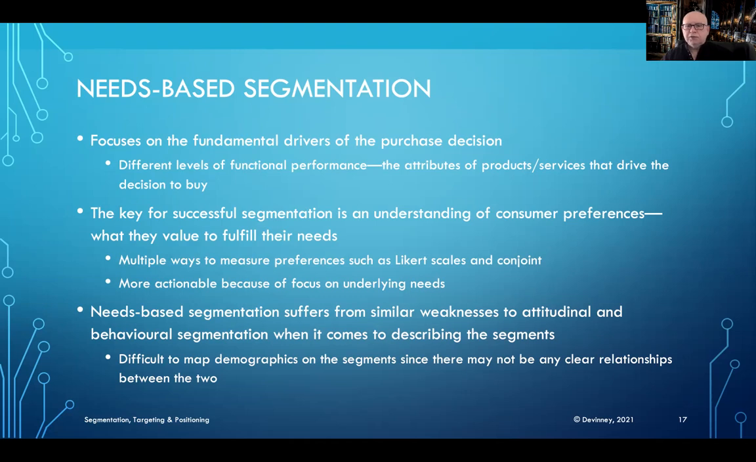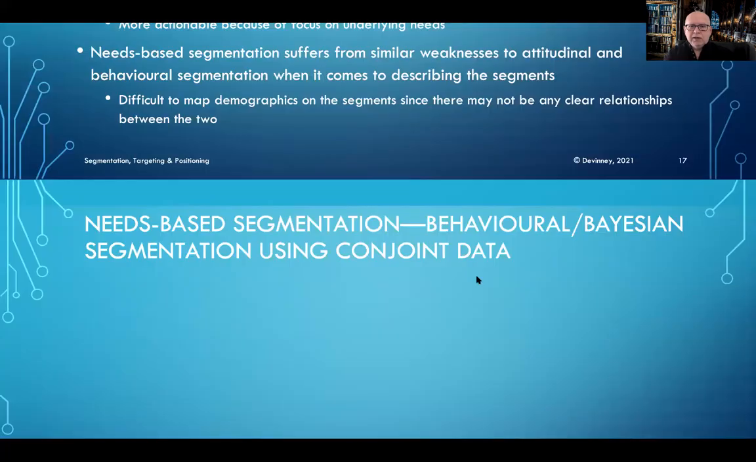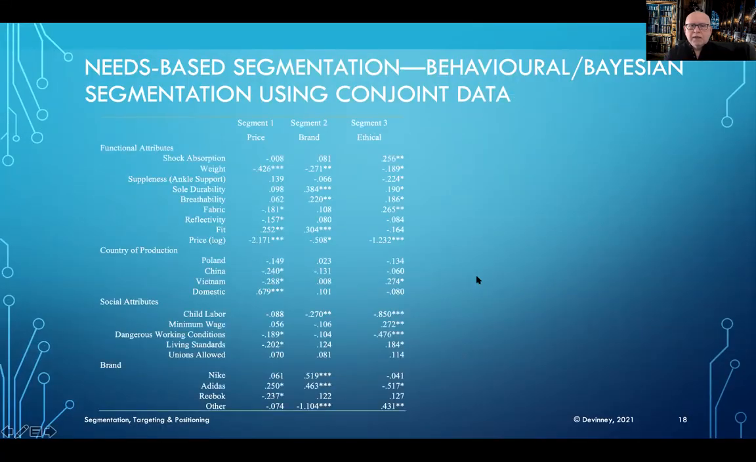Needs-based segmentation still does suffer from weaknesses on attitudes and behaviors. Okay, so the question becomes the sophistication of how you're doing it. And let me give you an example of this. And this is actually using the more sophisticated approach, which is Bayesian segmentation, behavioral Bayesian-based econometric models of conjoint data.